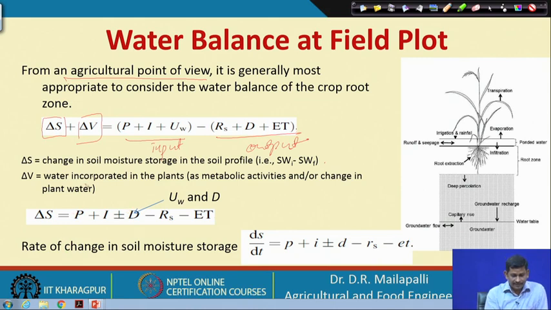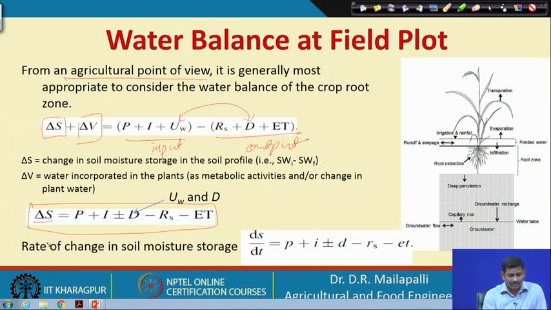If you neglect that, delta S is equal to P plus I plus D, where D combines the capillary rise and deep percolation. We have taken the common term D, plus or minus. Plus D means adding water from capillary rise, and minus D is the loss through deep percolation. So, this is the final form of the field water balance.